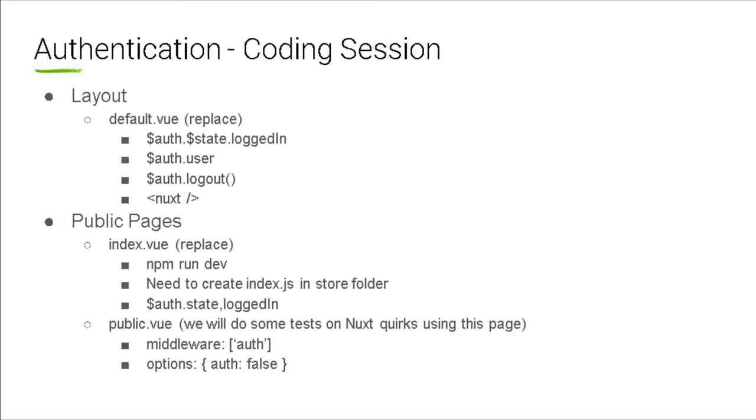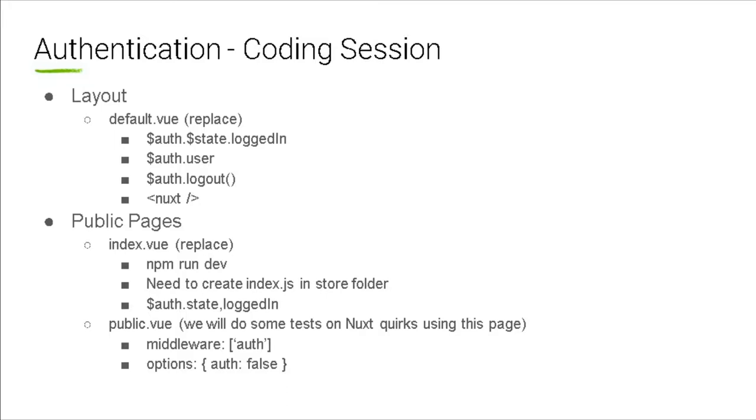$.auth.user. So this one contains the information that we get from that API route where we get the user information, the /api/auth/me.